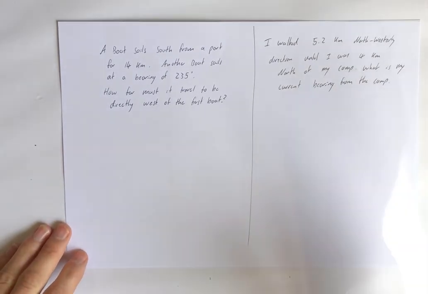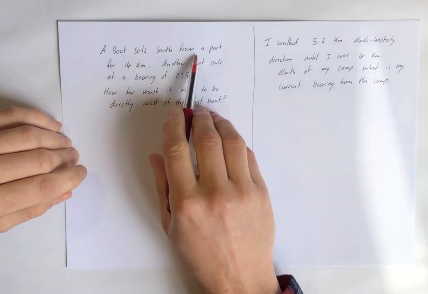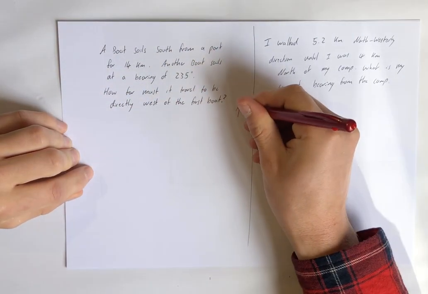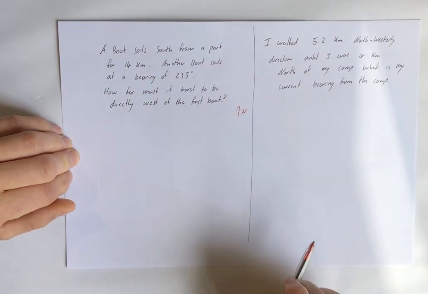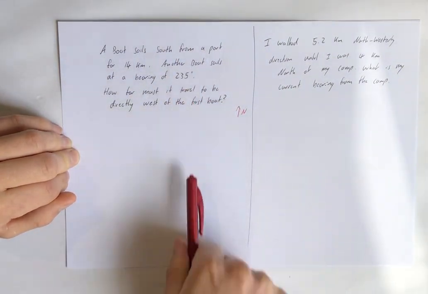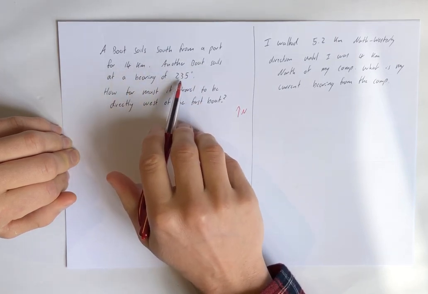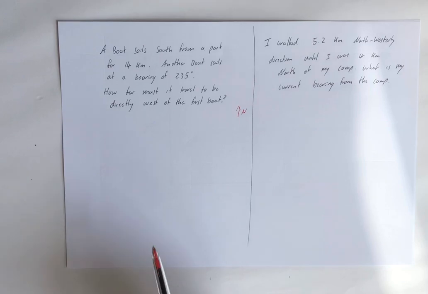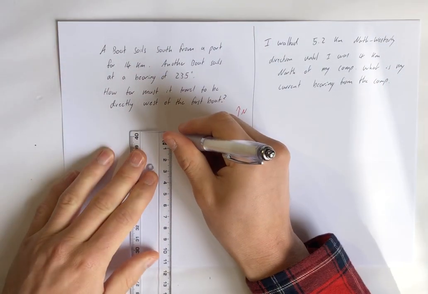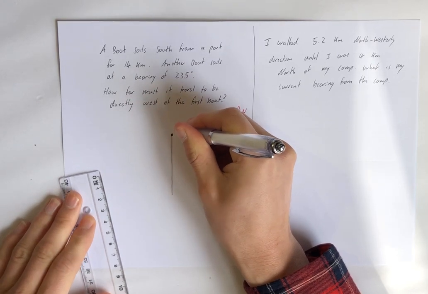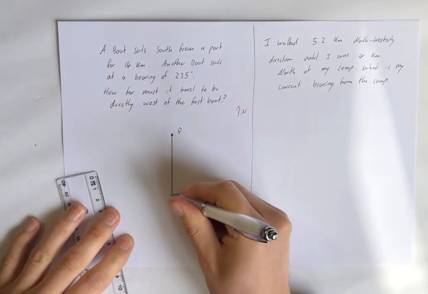Hopefully you can read it, but it says a boat sails south from a port for 14 kilometers. So let's just make that north, up the page. And it's traveling south, which is showing it's going straight down for 14 kilometers. Another boat sails at a bearing of 235 degrees. How far must it travel to be directly west of the boat? So we're going to have to draw this up. So let's go port, and let's go boat 1.